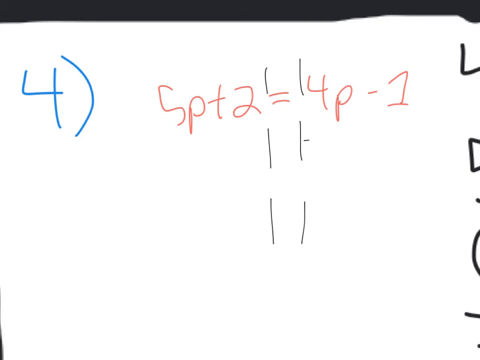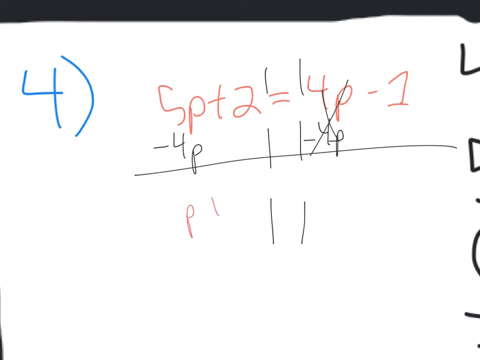So here we go, minus 4p. Minus 4p on this side cancels out. We are left with p plus 2 is equal to negative 1 when we bring down that negative 1. Alrighty, the last step is to go ahead and subtract 2 on this left side. Oops, sorry, I'll use black. And subtract 2 on that right-hand side.